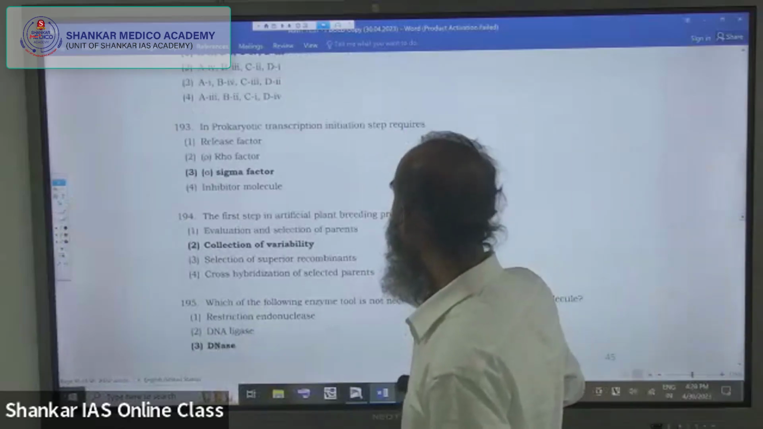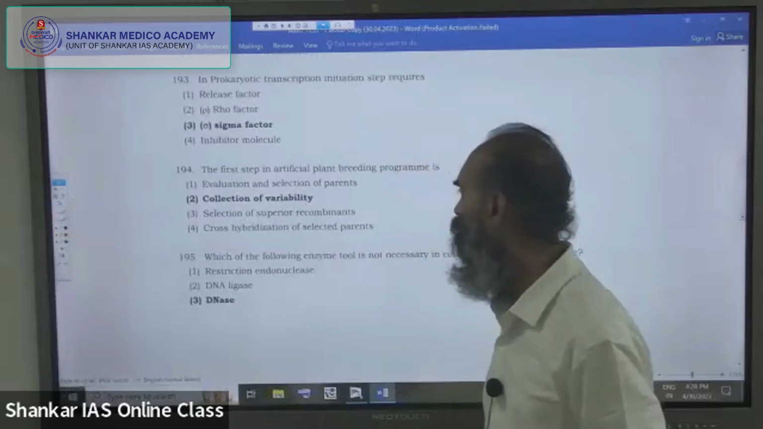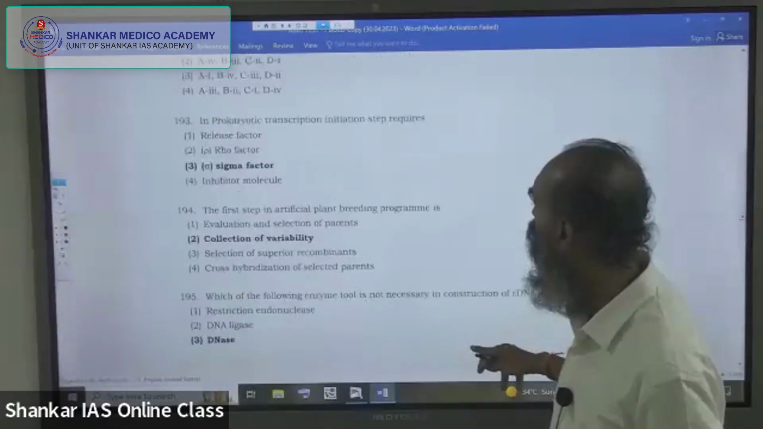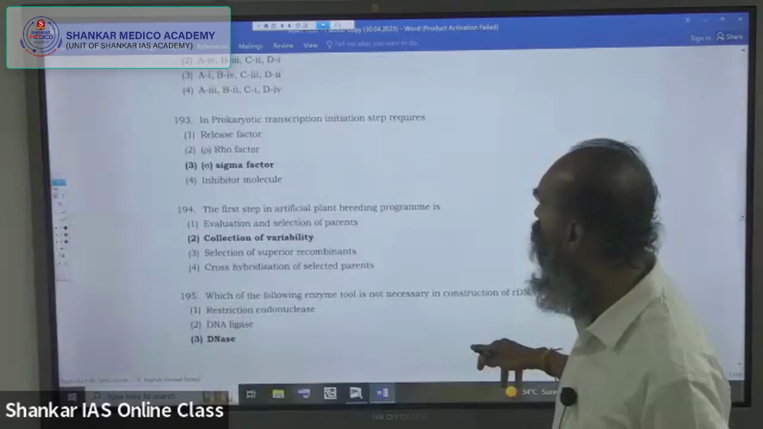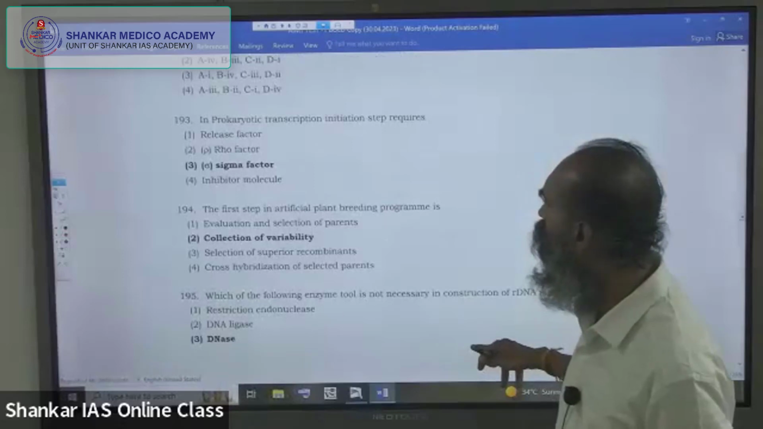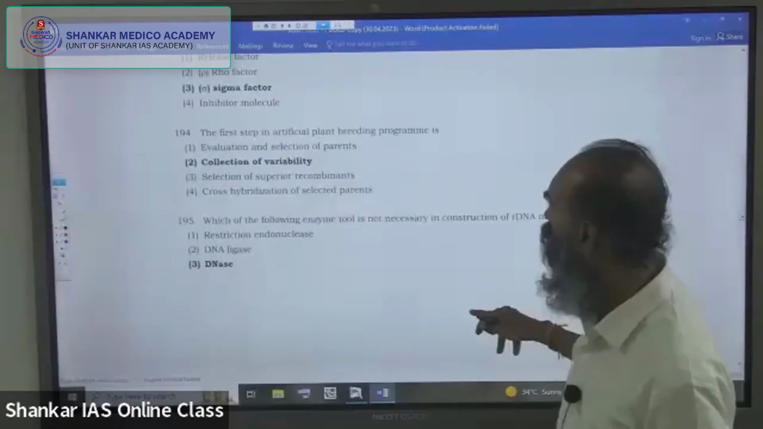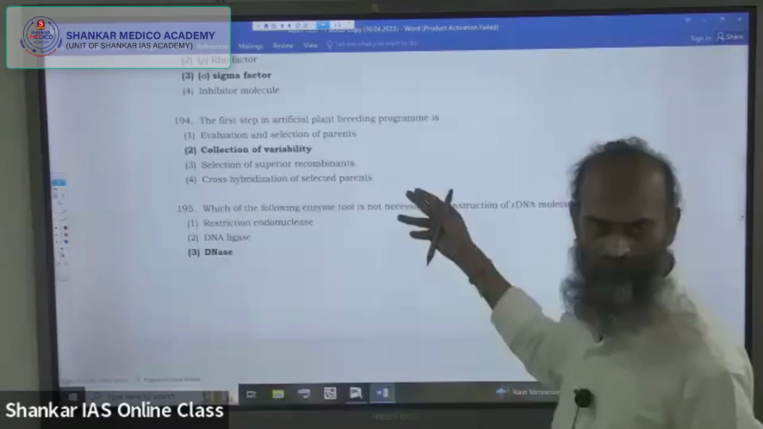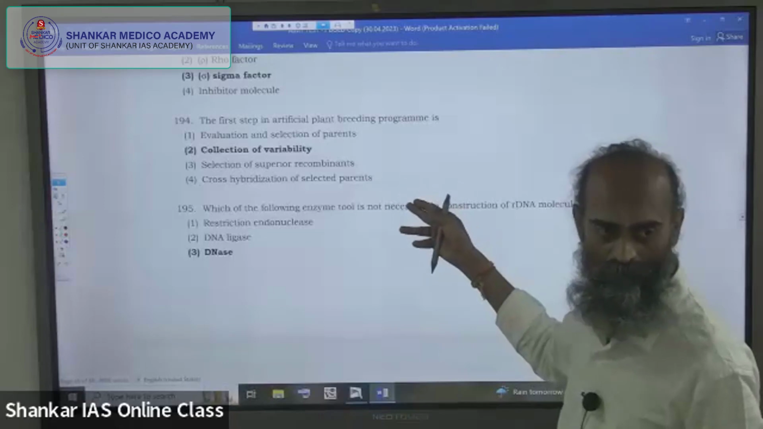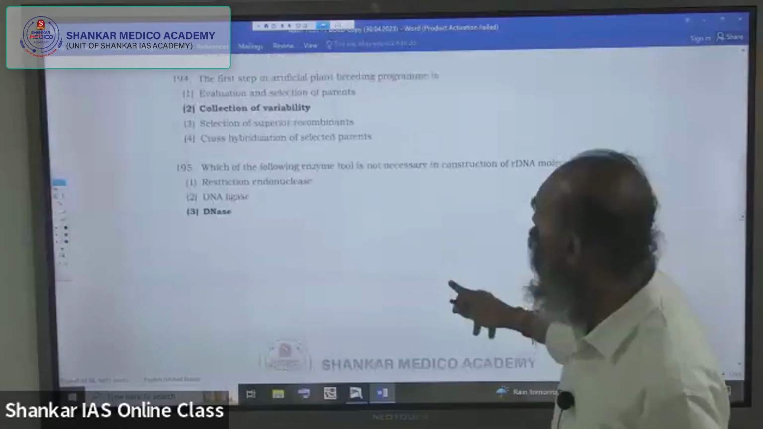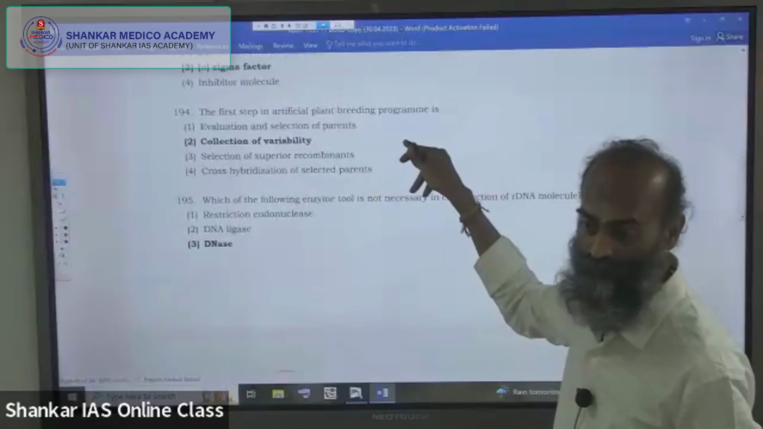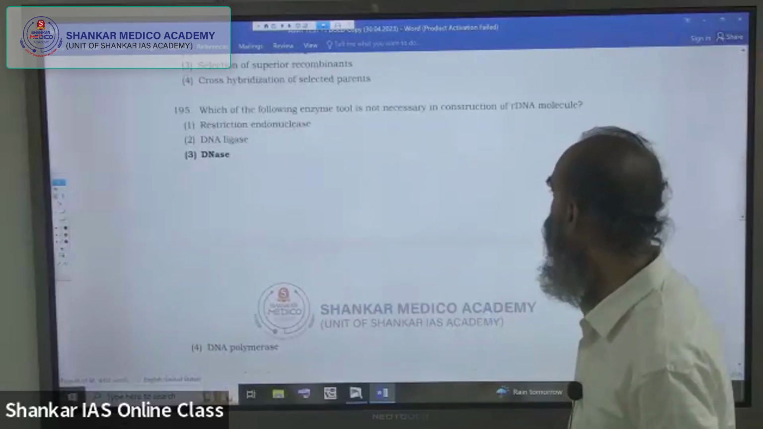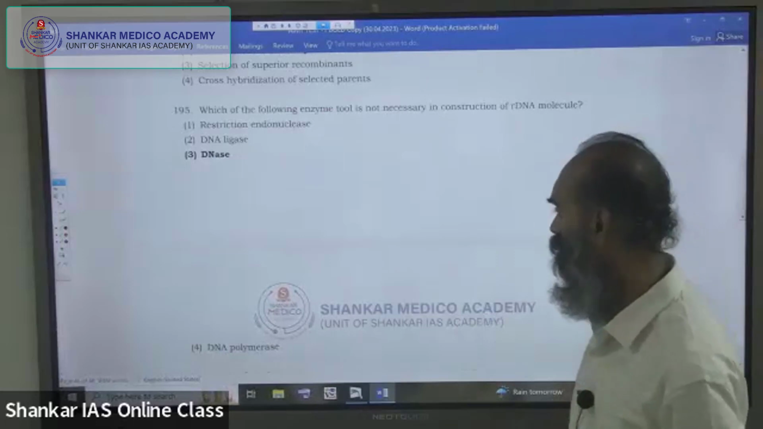In prokaryotic transcription, the initiation step requires... This is simple. Okay, the first step, this is collection of variability. I think you enjoyed it, no? I actually wanted to give an artificial selection question, but by mistake it happened. Many mistakes happen. Which of the following enzymes or tools is not necessary in the construction of a recombinant DNA molecule?